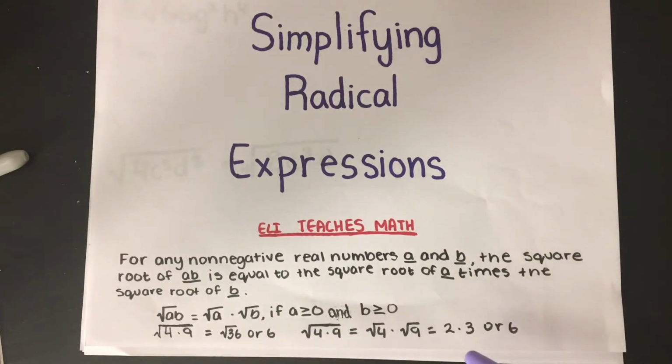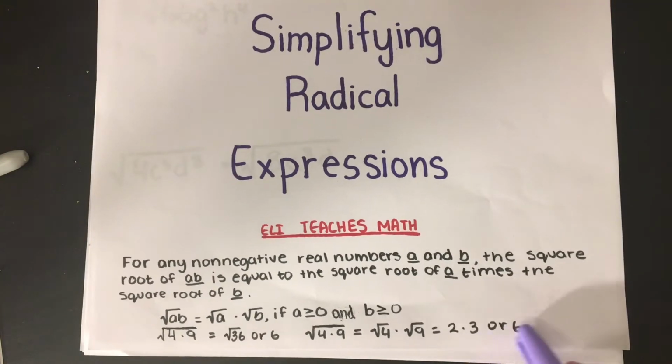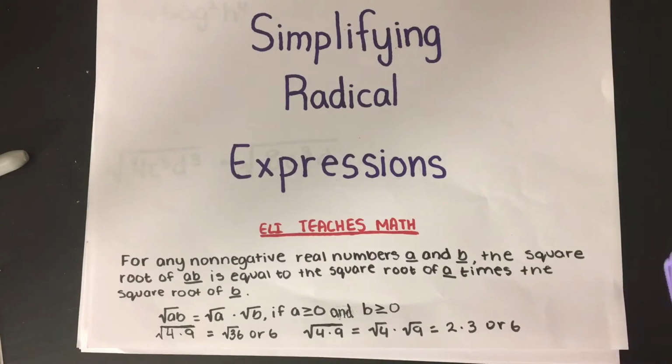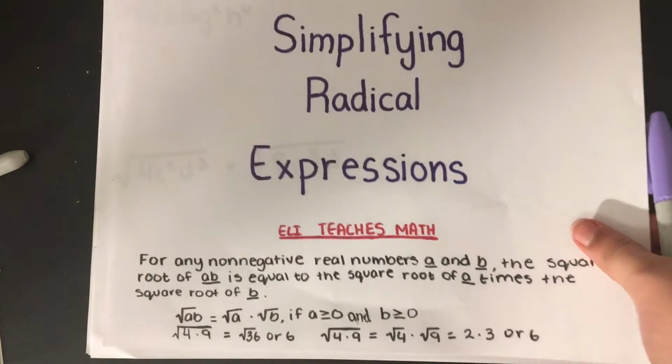There is another way to do this for more complicated problems, however. For example, the square root of 4 times 9 is equal to the square root of 4 times the square root of 9, which is equal to 2 times 3, or 6. Let's do a few examples.